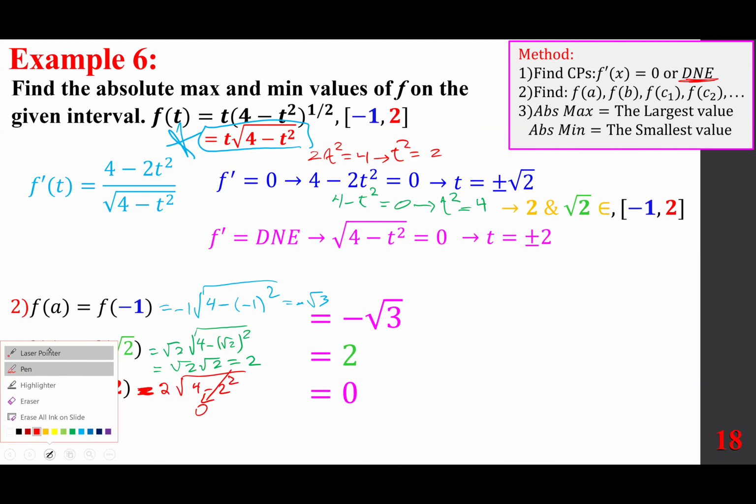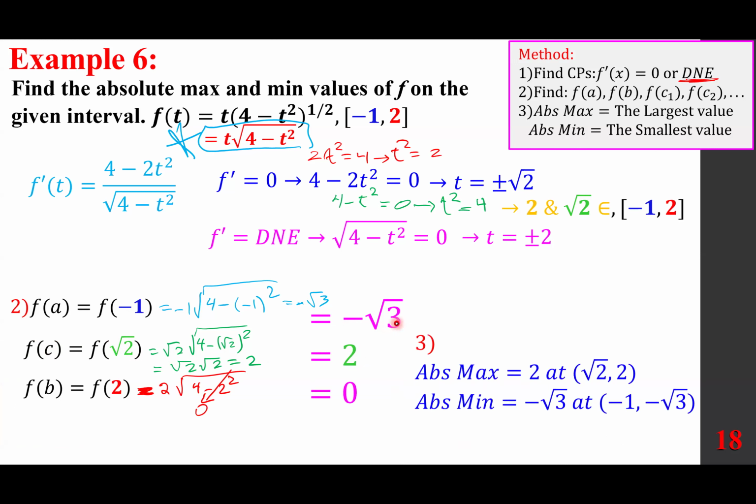And this is the only negative number that is the absolute minimum. And this is the largest value, the absolute maximum. So absolute maximum equals 2 at the pair square root of 2, 2. And absolute minimum is minus square root of 3 at the pair negative 1, negative square root of 3.